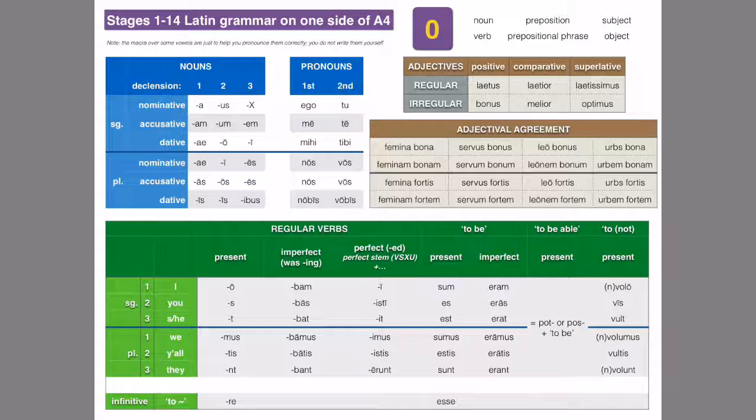Here's the overall thing, 0 it says, i.e. there's nothing bold on there or new. That's the whole shape of it all, on one side of A4. So let's start stage 1.